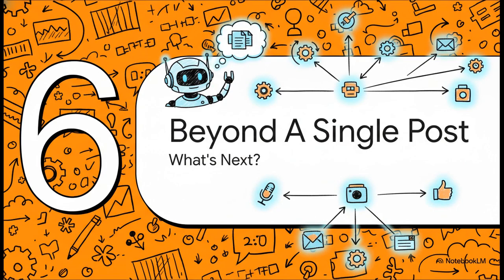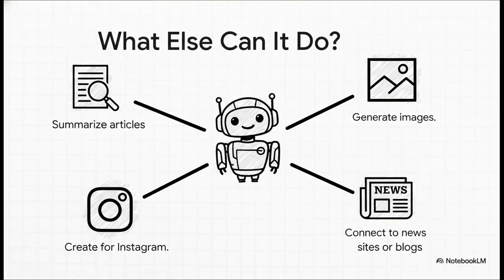Now, this is amazing for text posts, but this is really just the beginning. The real power of building a system like this is realizing that you've just learned a skill that can automate so much more. I mean, think about it. What else could this robot do for you? Imagine it generating custom images to go with your posts. Or what if it connected to news sites to comment on current events? You could even adapt this same logic for Instagram, or have it automatically summarize interesting articles to share with your network. The possibilities here are pretty much endless.